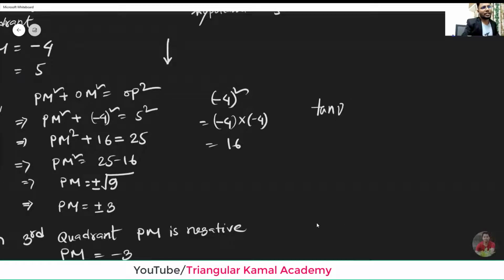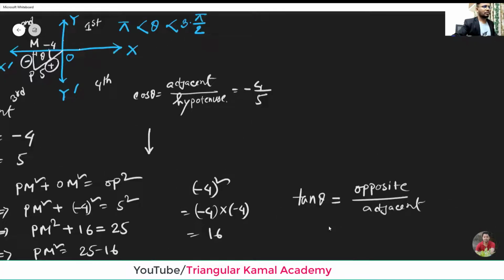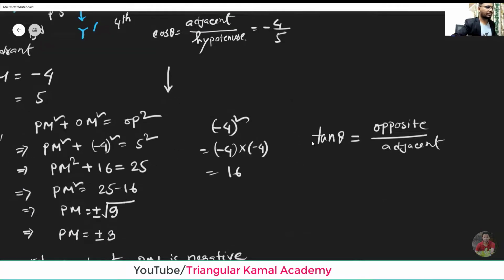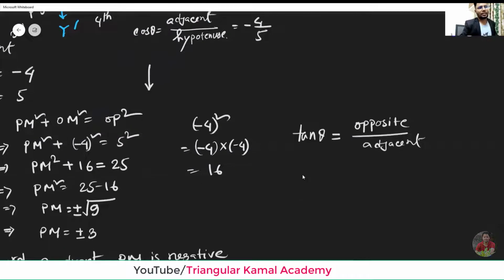First step, tan theta is equal to opposite by adjacent. So here, from the figure, the opposite side is the negative of PM, which is minus 3. That means this is minus 3 and adjacent is minus 4. So simply this answer is minus minus plus 3 by 4.